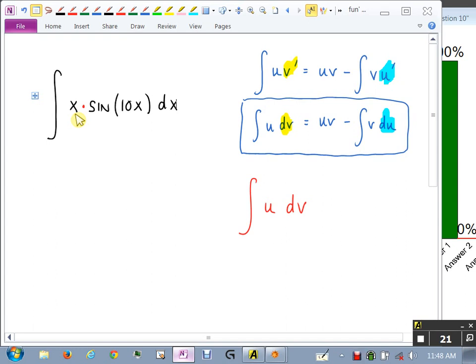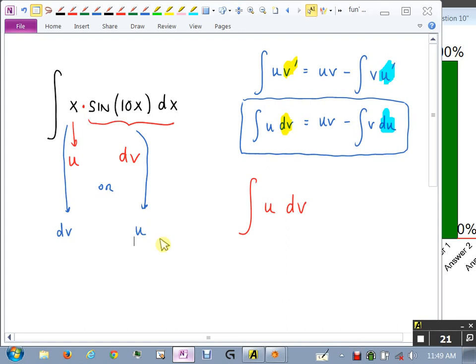So which one should I use? X is u, and that would mean your dv has to be everything else that's here. Yes? That's one option I could use here. Let's just draw this under here. I could let that be u, which would mean everything else here has to be my dv. The other way you could do it, or you could let this up here be your dv, and then you let the sine part be your u.